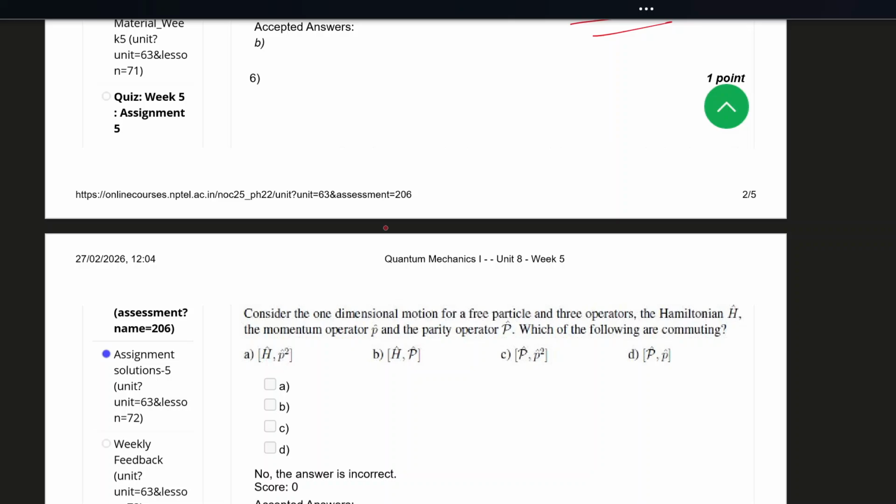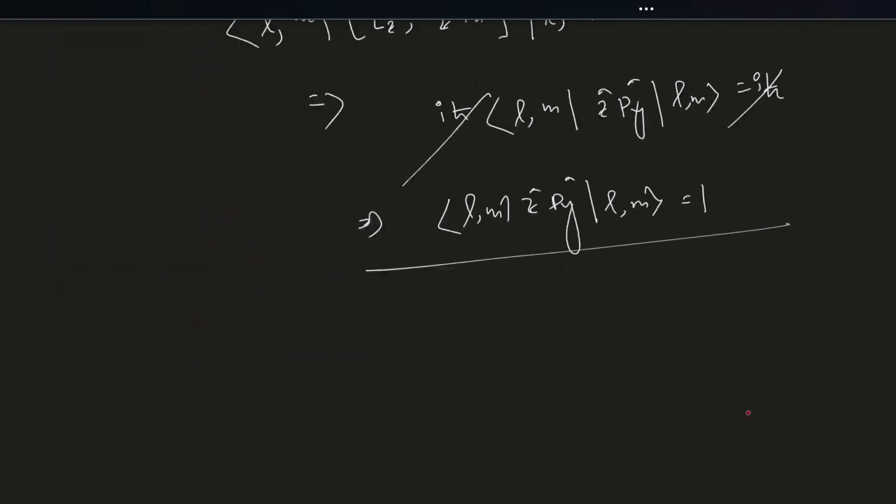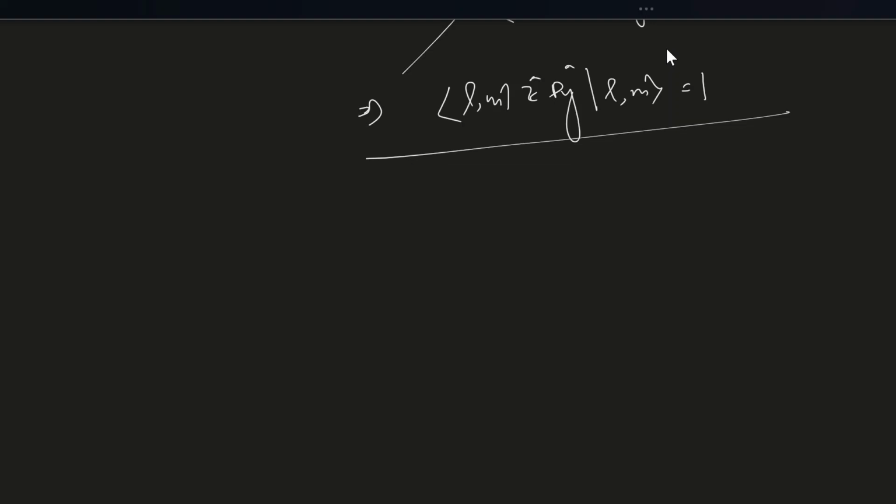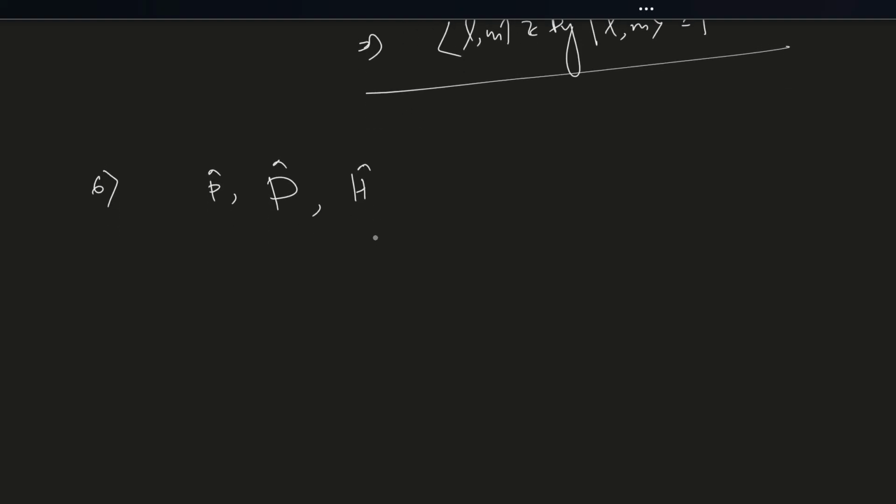Now number 6 is a question on the parity operator. Consider one-dimensional motion of a free particle and three operators: the Hamiltonian, momentum operator and parity operator. Which of the following are commuting? So let us choose this page. In question number 6, there are three operators: momentum operator, parity operator and Hamiltonian operator. Which of them will be commuting or satisfying the commutator relation, that you have to derive and solve.